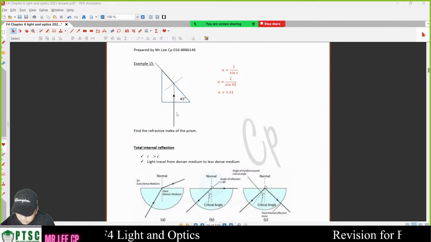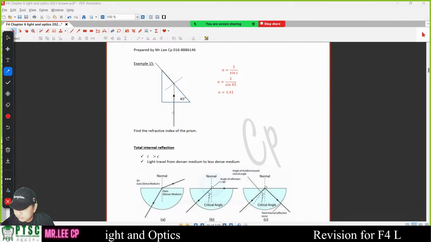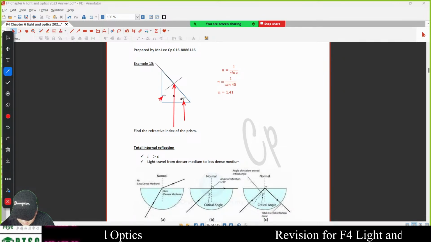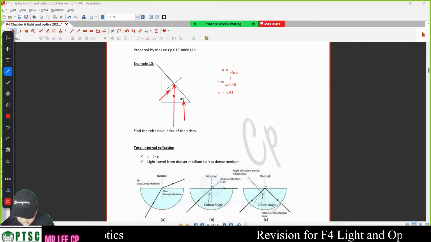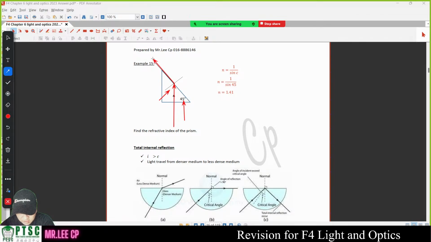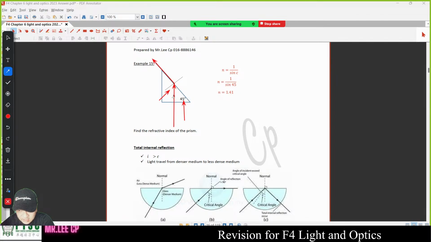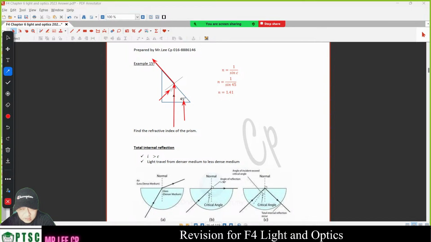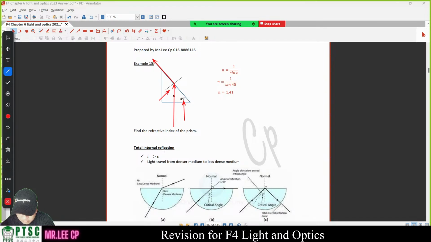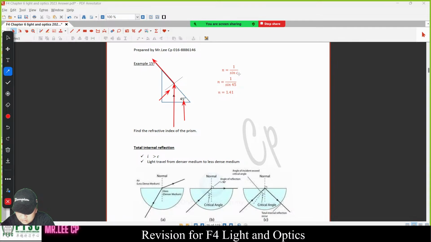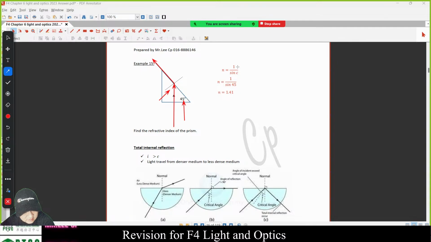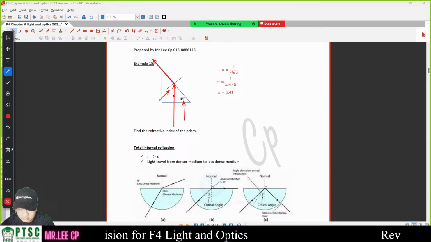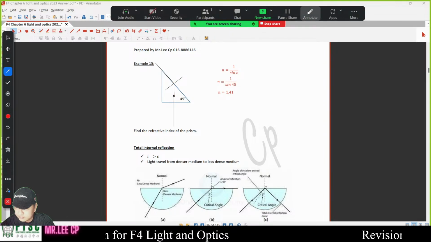Now for the surface like that, you need to be careful. The incident angle is here, and this angle is always the same as this angle, whereas here it is 45. If the light travels to here, it means the incident angle is 45, whereas the critical angle is 45. So if the critical angle is 45, you can find n here. n is equal to 1 over sine critical angle. 1 over sine c, c is 45, so 1 over sine 45. You get this.